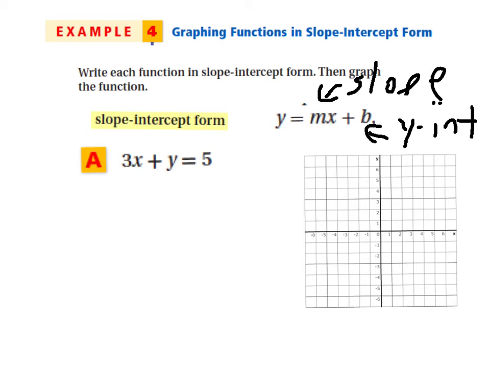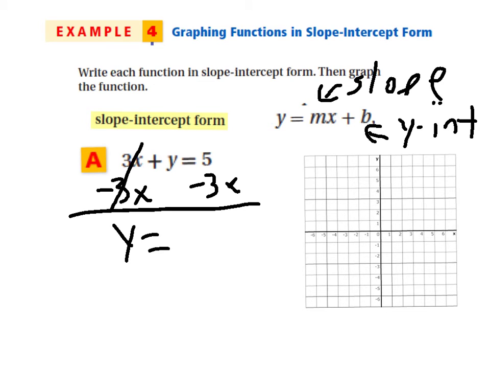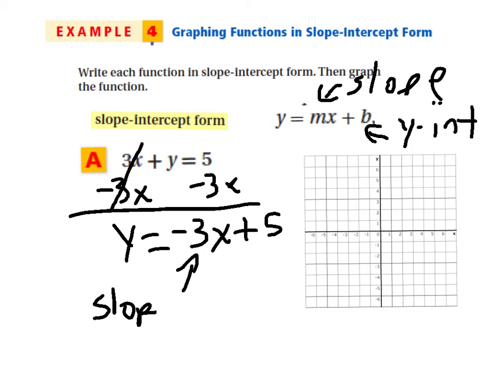Now here's example A. We have 3x plus y equals 5. Not quite slope-intercept form because the y is not all by itself. But we can use a little algebra to very easily do that. We need to just subtract 3x from both sides, and the 3x's cancel on the left. We're left with y equals. And to write it in mx plus b form, we would write minus 3x first, and then plus 5. So now we know that our slope is negative 3, or writing it as a fraction, negative 3 over 1, and our y-intercept is 5.